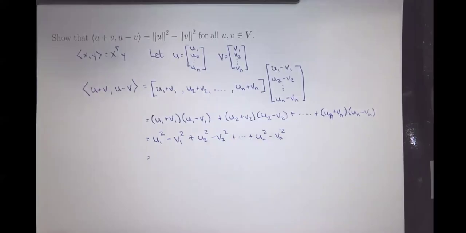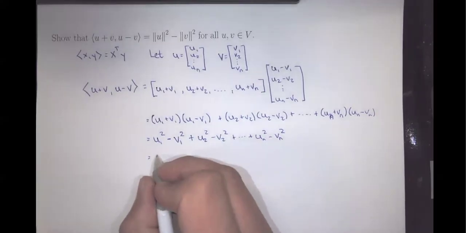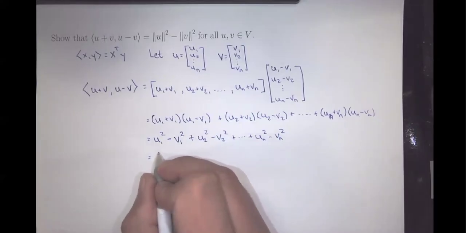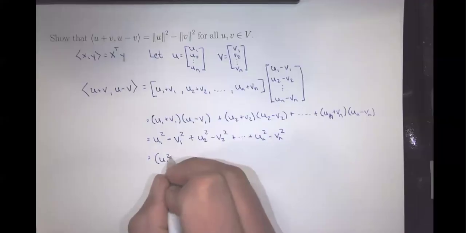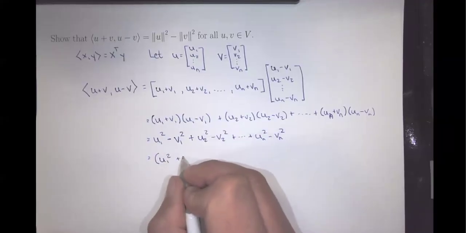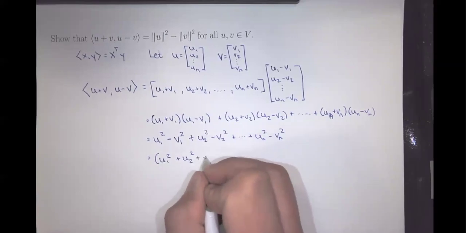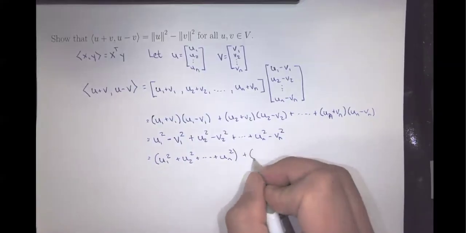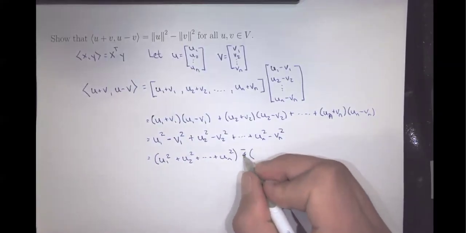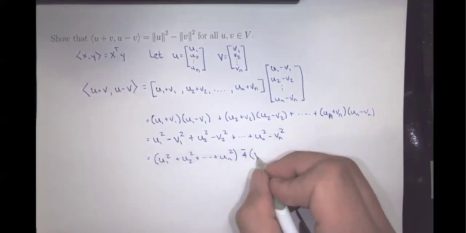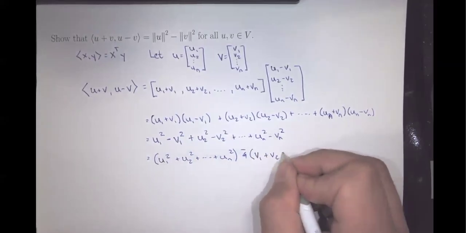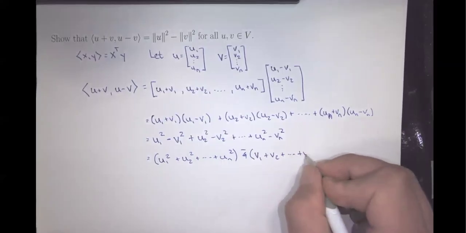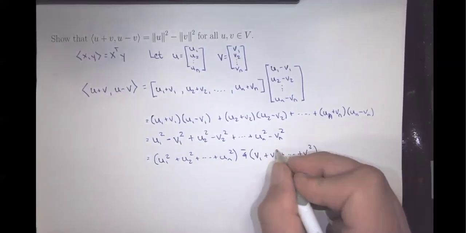And so if we collect all of our u's and all of our v's, we get a sum of these u's. So u1 squared plus u2 squared plus u3 squared, all the way up to un squared, minus, because we're subtracting them all, our v1 plus v2 plus v3, all the way to vn, and each of these is squared as well.